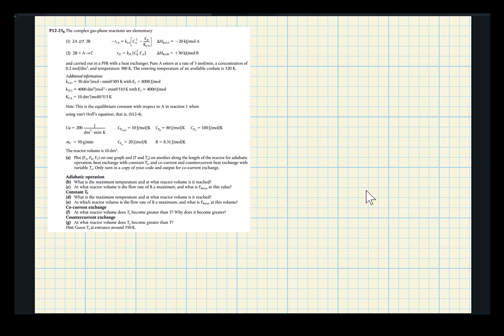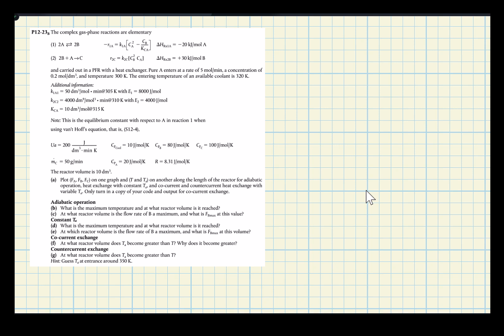Hello everyone. So I got asked a few questions about solving a problem that involves heat removal, a heat exchanger, and a multi-reaction problem. So we're going to go through that one right now. One of your classmates was able to find this problem and asked me to solve it, so let's dive right into it. So we have this complex gas reaction.